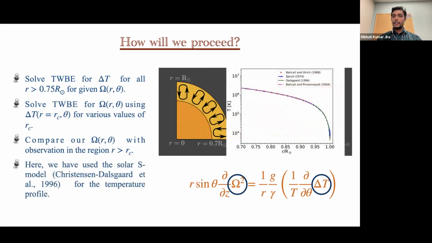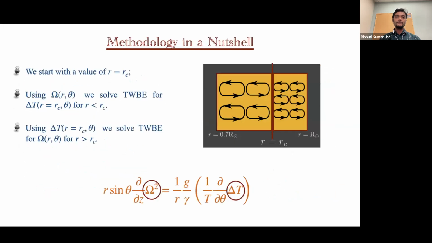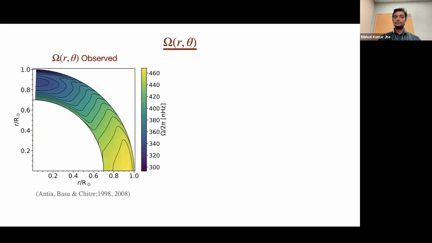Here again, I would like to point out that for T, we have used the model from Christensen-Dalsgaard 1996 for the solar-like temperature profile. We assume that this is the profile that we see along the rotation axis, which means there is no effect of convection in it. Based on this profile, we use the T. So our methodology in a nutshell: we start with rc, then we solve the equation for delta T for a given omega(r,theta), and then we use that delta T at r equal to rc to solve the thermal wind balance equation.